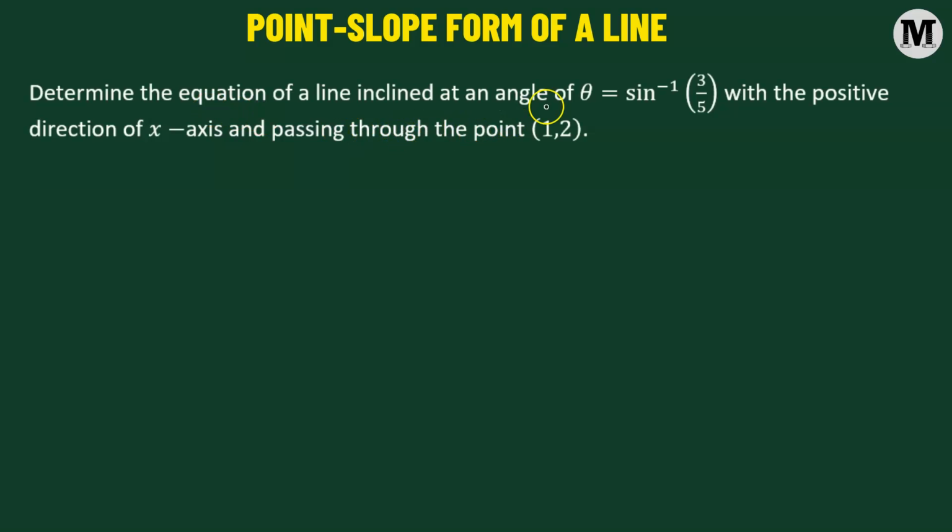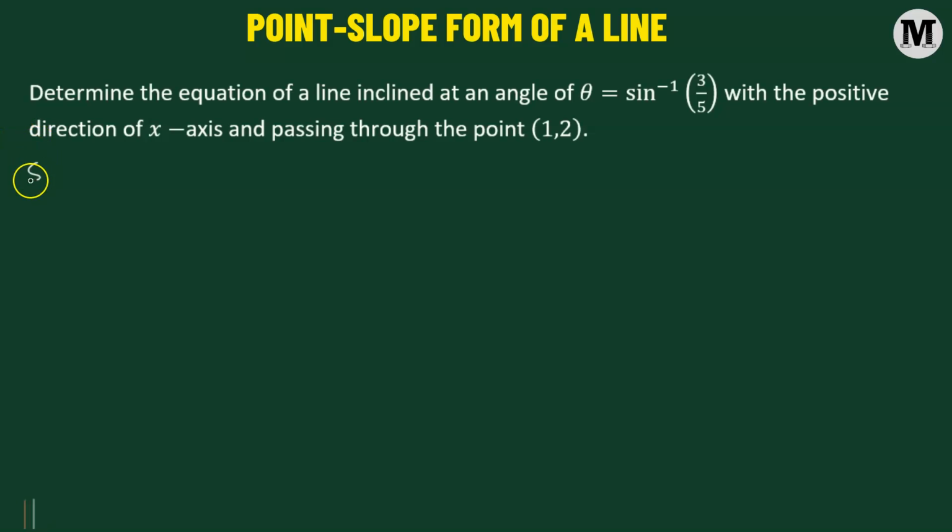Determine the equation of a line inclined at an angle of theta, where theta is given by the inverse sine of 3 over 5, with the positive direction of x-axis and passing through the point (1, 2). Now let's try to understand the problem first.